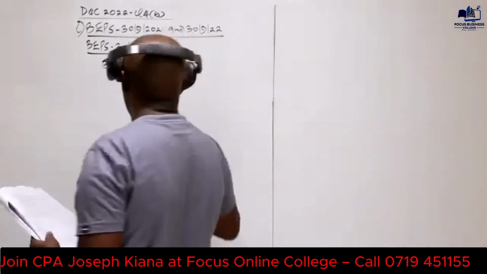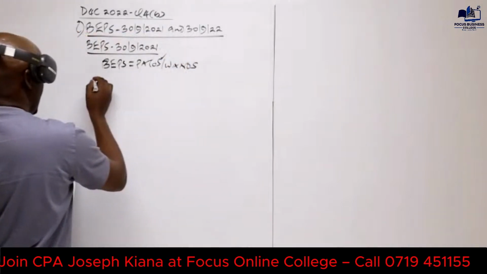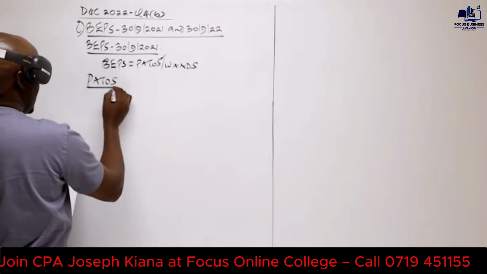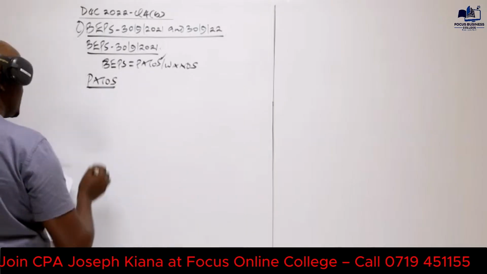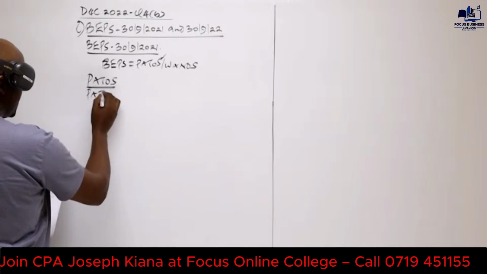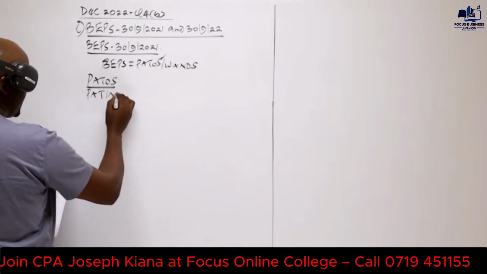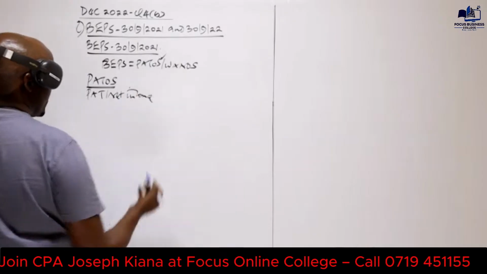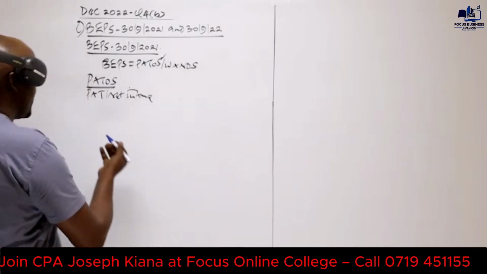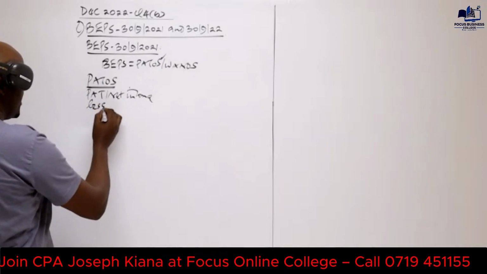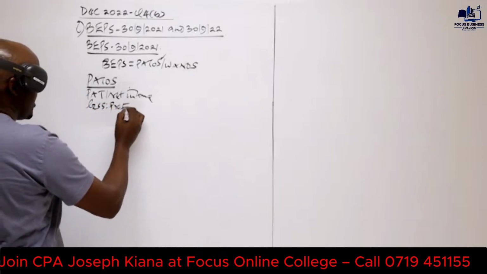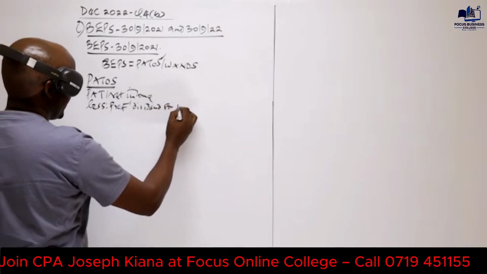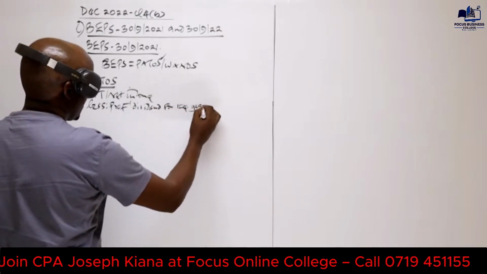So we need to start by computing the first item here, that is the PATOS, which is the profit attributable to ordinary shareholders. Recall, we say that this one is computed by taking the profit after tax, which can also be known as the net income, which can also be known as the profit for the year. Basically, to this, then we less the preference dividends for the year.